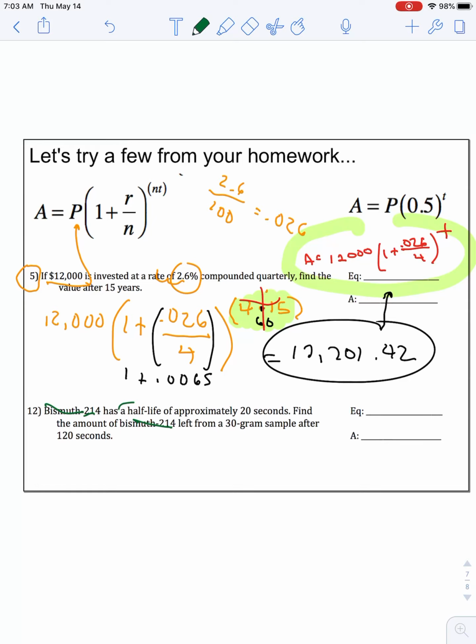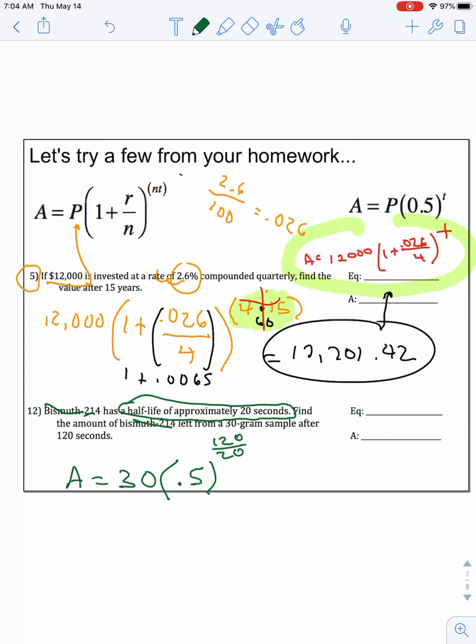So we know it's a half-life problem right here. It has a half-life of approximately 20 seconds. It cuts in half every 20 seconds. So find the amount after 120 seconds from 30 grams. So we have a 30 gram initial starting size, and we have 0.5. It's cutting in half, 1 minus our rate of 0.5, and then we're going to raise it to the T power. The T is taking 120 seconds and dividing it by 20.